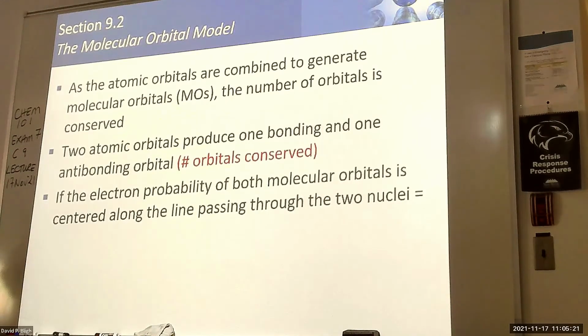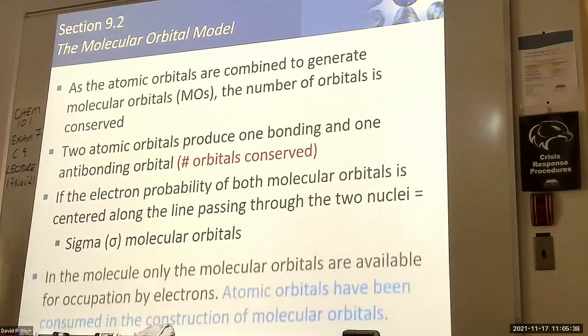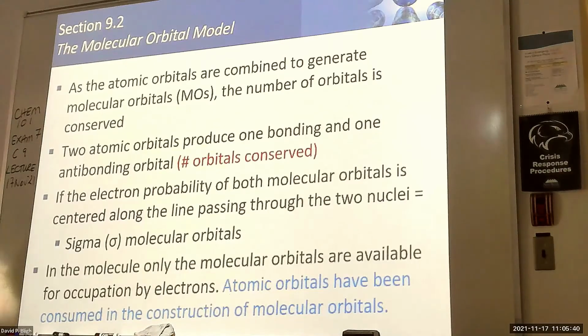So if the electron probability of both these molecular orbitals is centered along the line passing through the 2 nuclei, we have a sigma bond. If it's off axis, then we have, let's see. That's a given, right? In the process, atomic orbitals disappear. They are no longer.